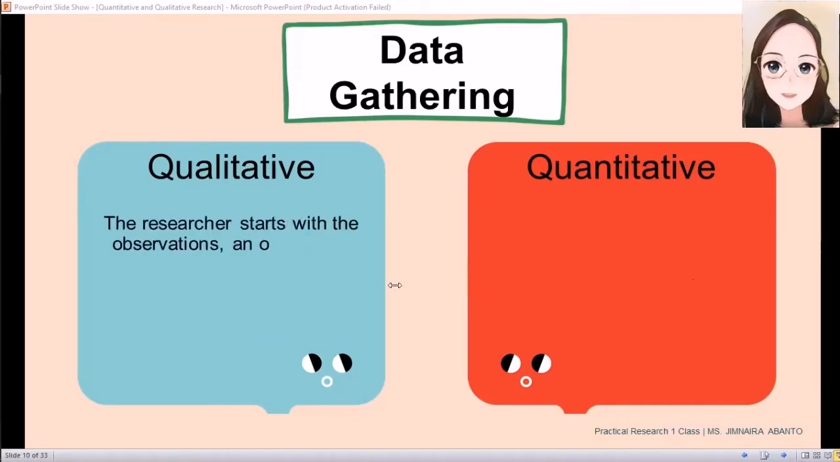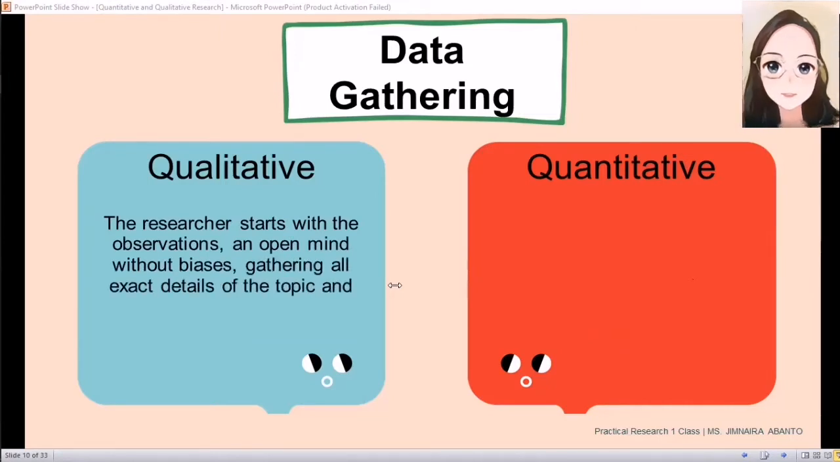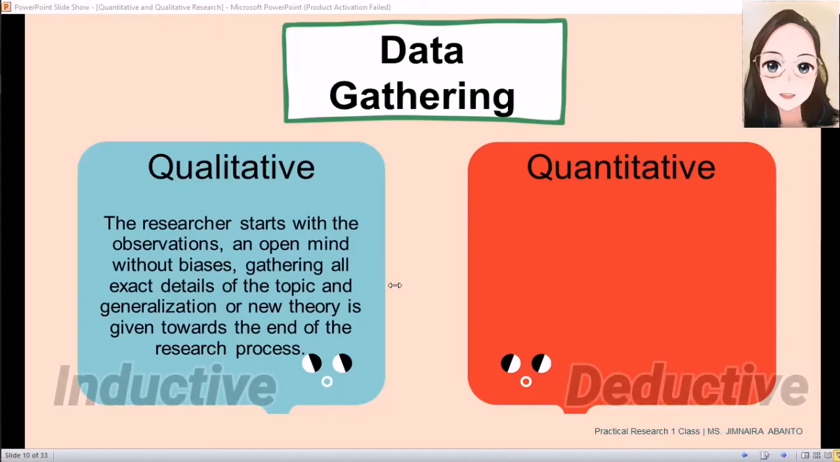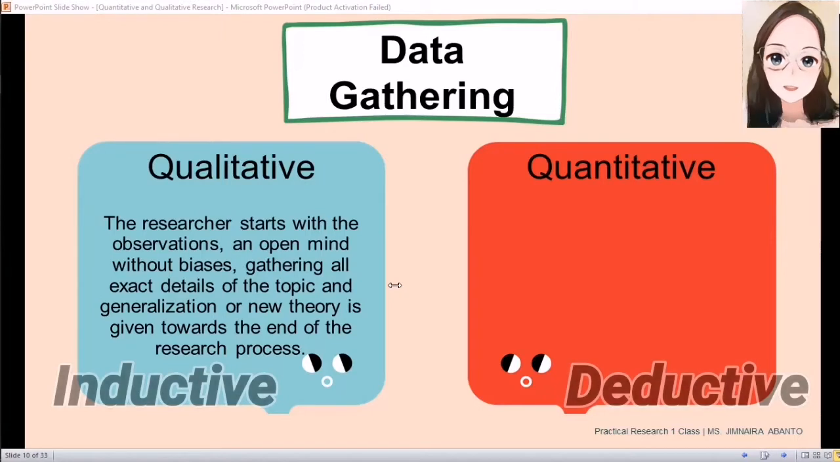Okay, in data gathering, for qualitative research, the researcher starts with the observation and an open mind without biases, gathering all exact details of the topic, and generalization or new theory is given towards the end of the research process. In terms of data gathering activities, qualitative research is inductive, while quantitative research is deductive. It is inductive since the researcher starts with the observations and the new theory or insight is generated towards the end of the research process.